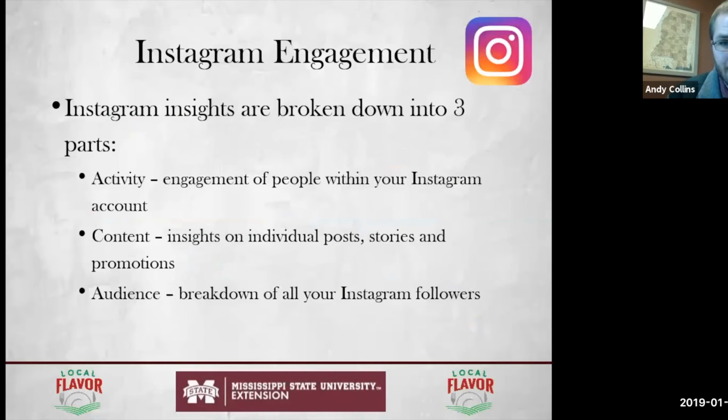When you go look at your engagement and your insights, you're going to notice it's broken down into 3 parts: your activity, your content, and your audience. These are exactly what you think they are, essentially. Activity is your engagement. Content is the information you've posted and the insights on it. And the audience is the breakdown of your followers. Are they male? Are they female? Where are they at geographically? What's their age group, all that good stuff.